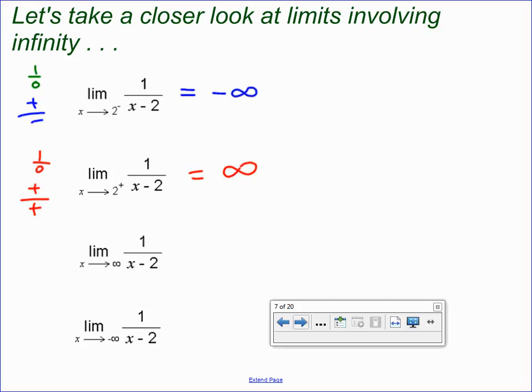And that's very different. I'm approaching the same x value, but depending upon which side I'm coming from, our y values are vastly different, right? Complete opposites. All right. What about as x approaches infinity?